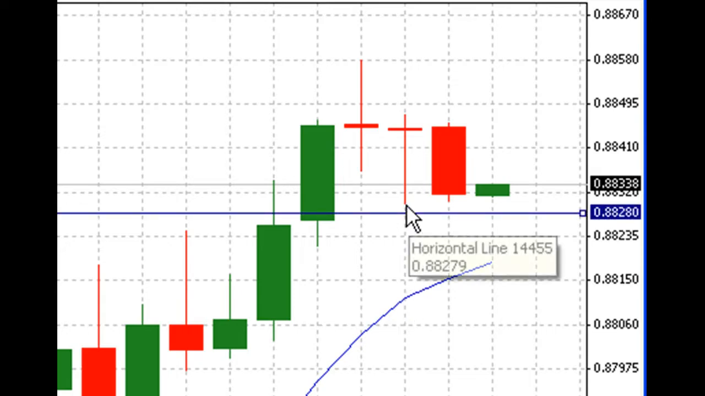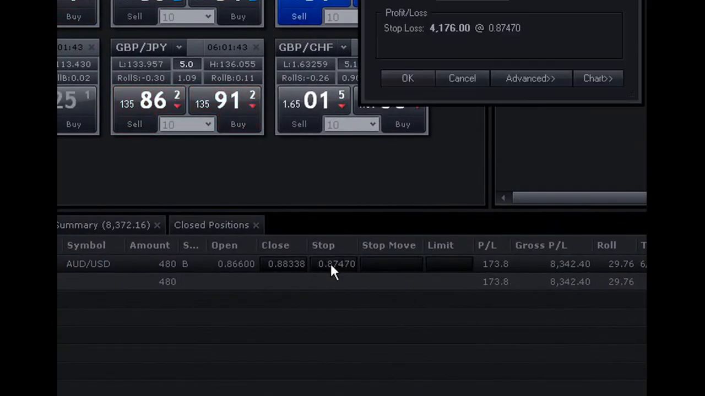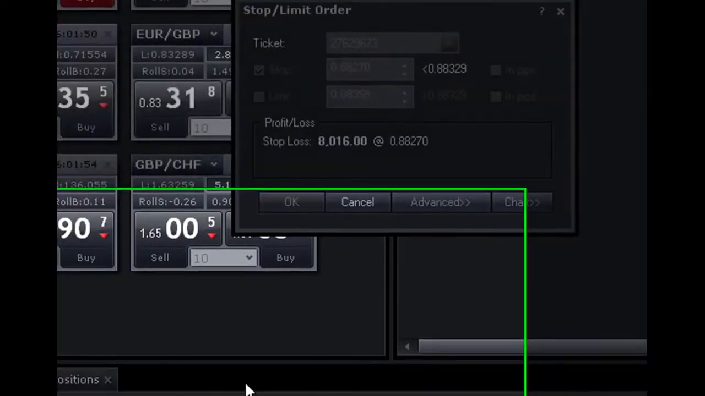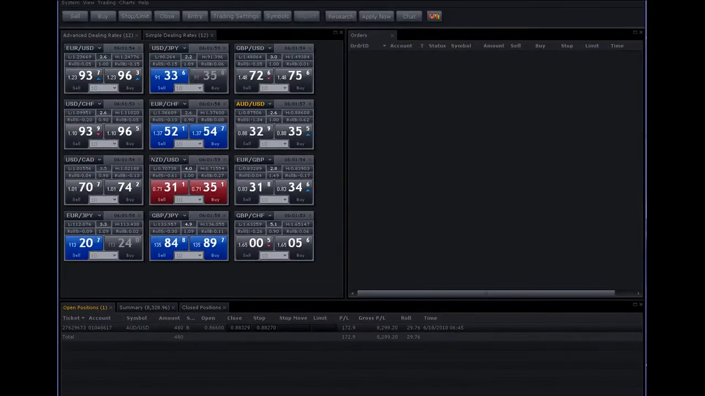0.8828. So that means broker wise we'll put our stop at 0.8827. So let's go to our broker screen, left click on stop and change it to 0.8827. So 0.8827 and we click OK. And so our stop is now at 0.8827.